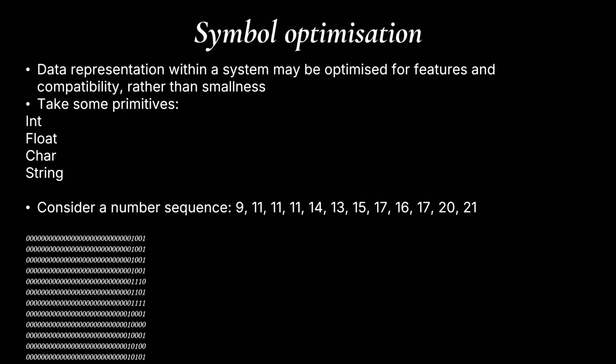So the first one we're going to look at is symbol optimization. I kind of alluded to this last week, as we started off with text like we always do. I said that we can take whatever the primitive is that we've got.